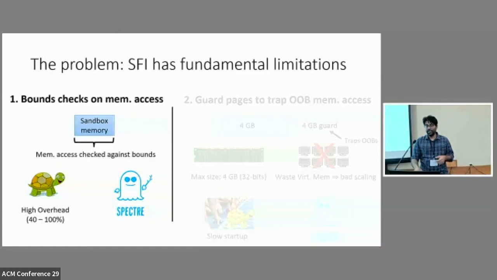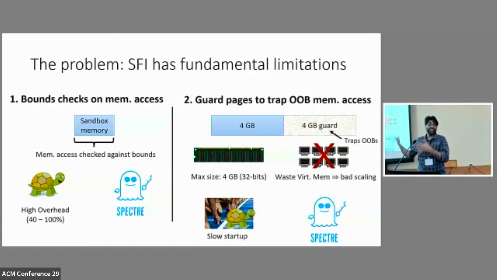The other approach, which is the approach typically used in practice, is you specify that the sandbox size is going to be 4 gigs, and then you follow it up with 4 gigs of unmapped guard regions, and then you set things up so that all memory accesses land in that space. So anything that goes outside that 4 GB will hit the guard region and trap, and that's how you get security. The downside of this approach, well, the upside of this approach is it's fast, there's no overheads.